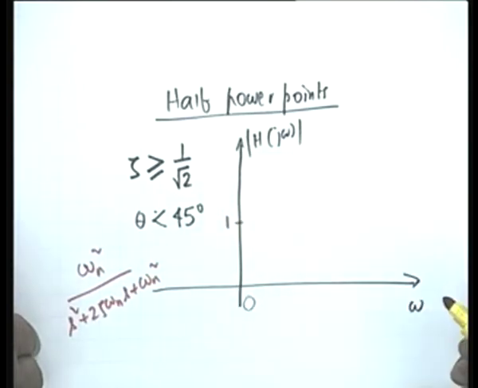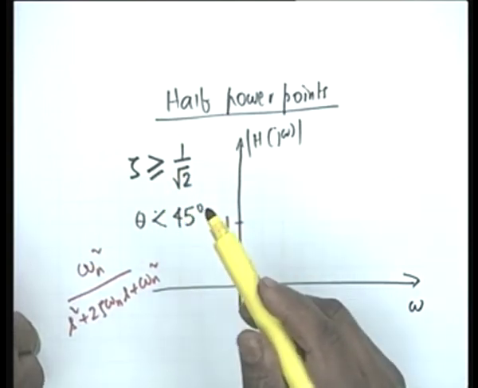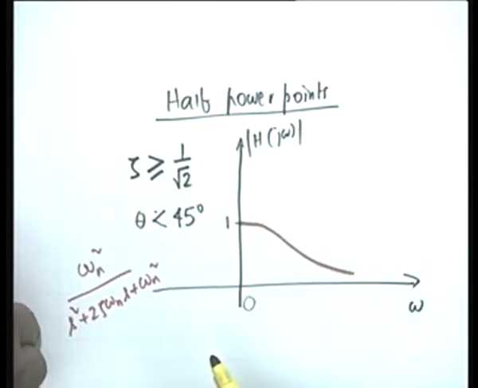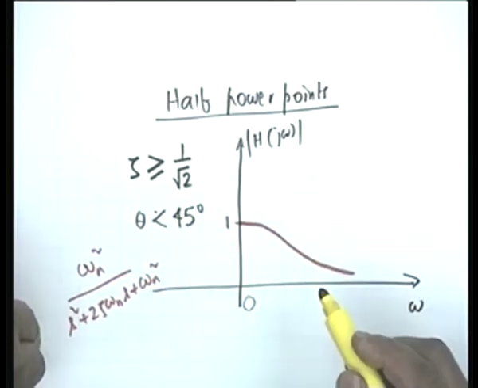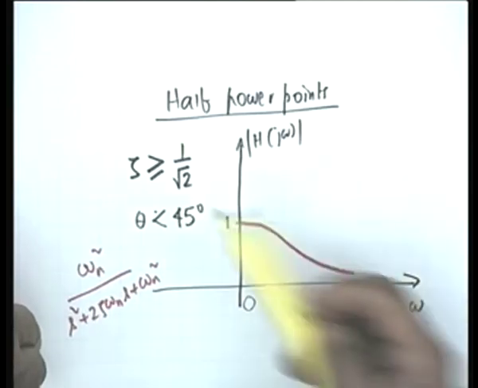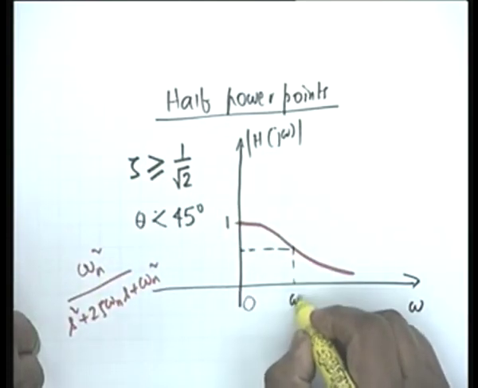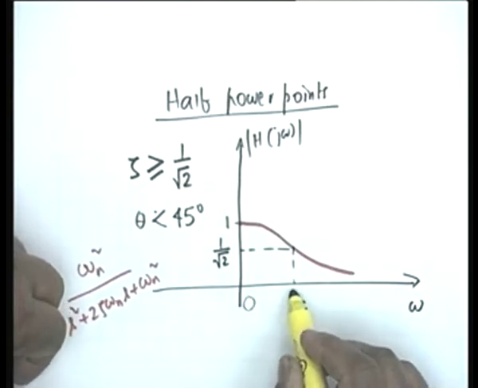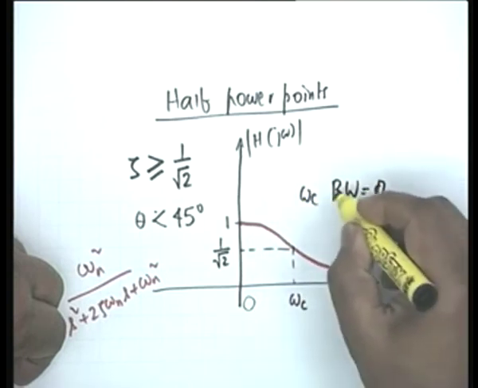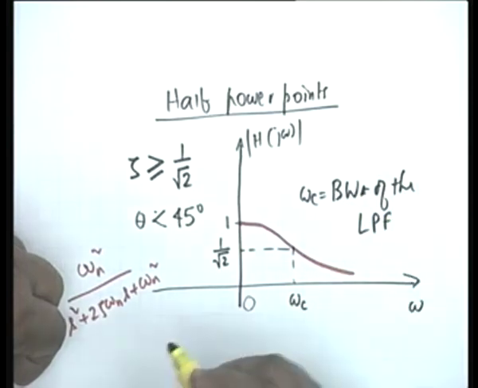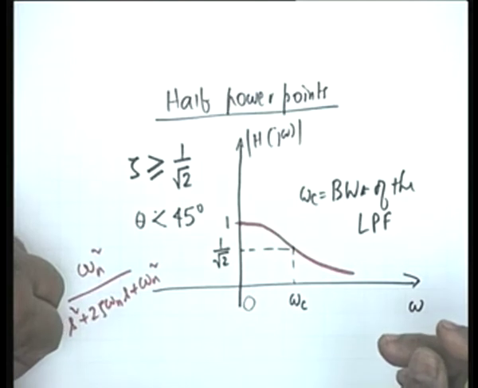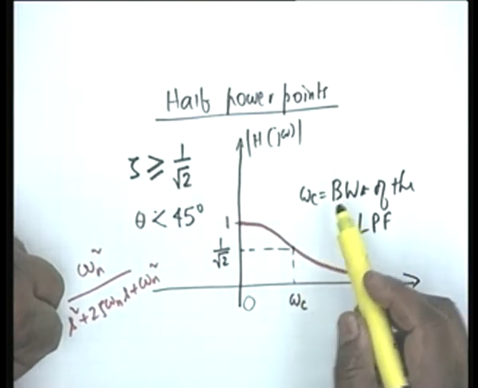So it starts from 1, and then if the damping coefficient is greater than or equal to 1 by root 2, no peaking occurs, and therefore it must be a low pass response like this. Whether zeta equals 1 by root 2 or greater than 1 by root 2, it shall always be like this, and therefore all that one can define here is a frequency omega c at which the response is 1 by root 2 or 70.7% down, and as you know, omega c is called the bandwidth of this low pass filter. This case is hardly of any interest, but nevertheless it is of interest to find out what omega c is. Omega c is defined as the 3 dB cutoff, that is the frequency at which the response is 70.7% of the maximum response, and the maximum occurs at DC.